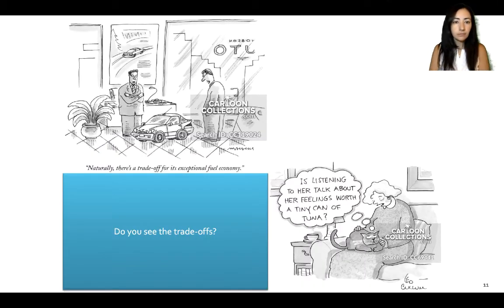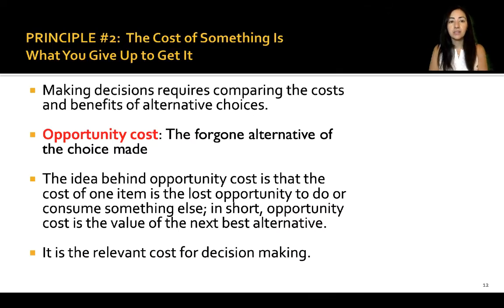Principle 2, the cost of something is what you give up to get it. What does that mean? Well, that is defining the concept of opportunity cost, one of the most relevant costs for decision making. The idea behind opportunity cost is that the cost of one item is the lost opportunity to do or consume something else. In short, opportunity cost is the value of the next best alternative.